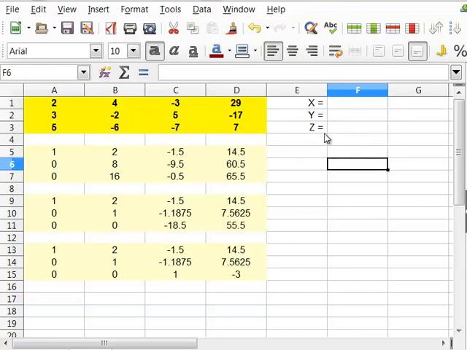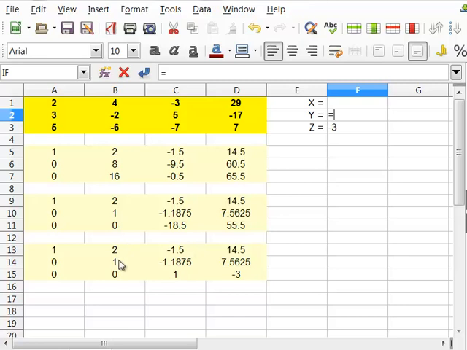Okay, how do we proceed? Well, that's our z. So we'll just say equals and point at it. There we go. Enter. All right, z is -3. How do we get y? We go equals. We're going to go this minus this times z.